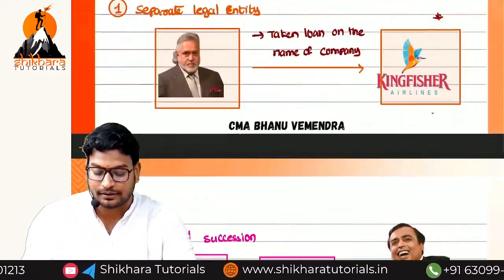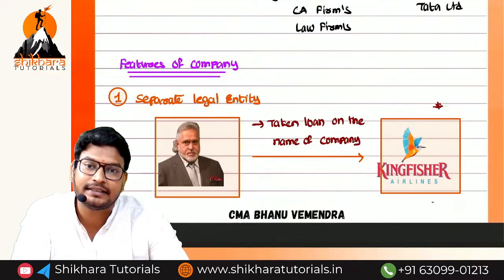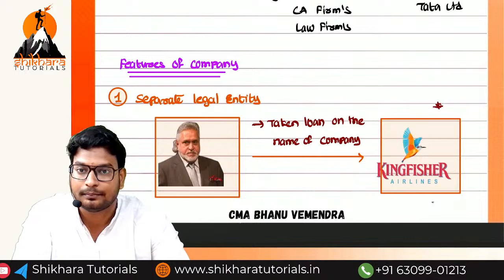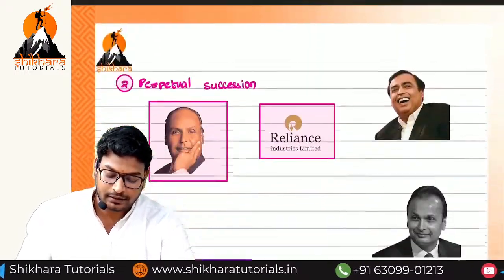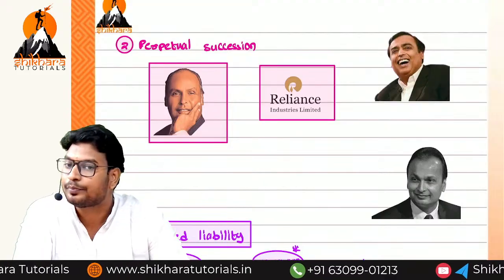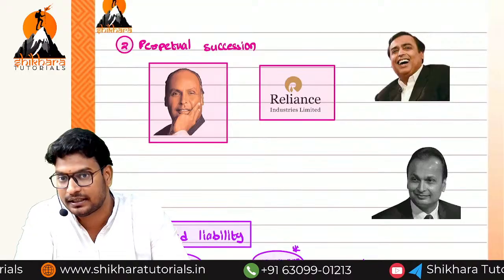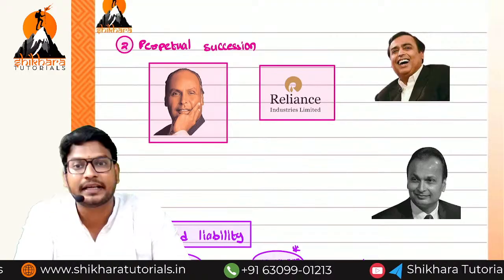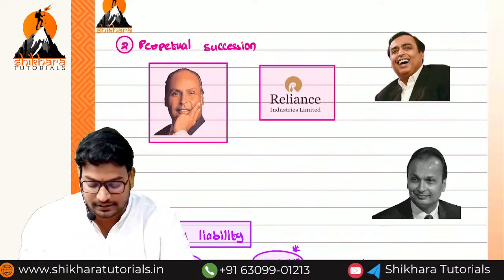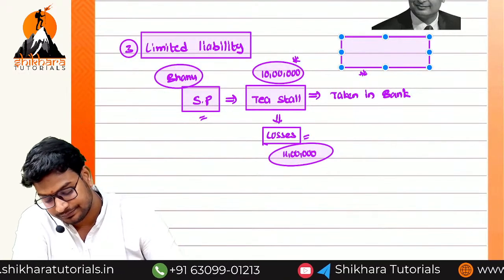What is the first one? The first one is a separate legal entity. The business is a different person, and the owner is a different person. The next one is perpetual succession. Even if the company founder is not there, the remaining shareholders will be there, so they can run the business. And the third one is limited liability.